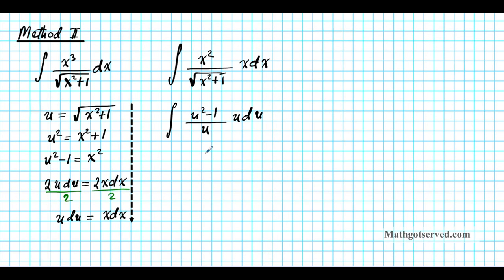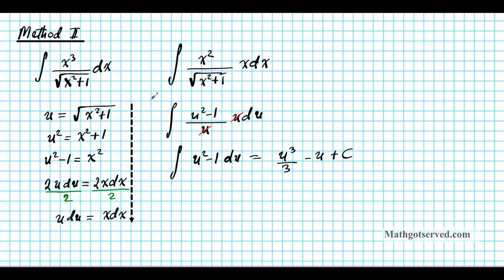All right? Now let's take a look at this expression. What can be done here? You notice that the u's can cancel out. And we're going to have the integral of u squared minus 1 du. Okay? Now we can use the power rule here. It's pretty straightforward to evaluate. So this becomes u to the third over 3 minus u plus c.